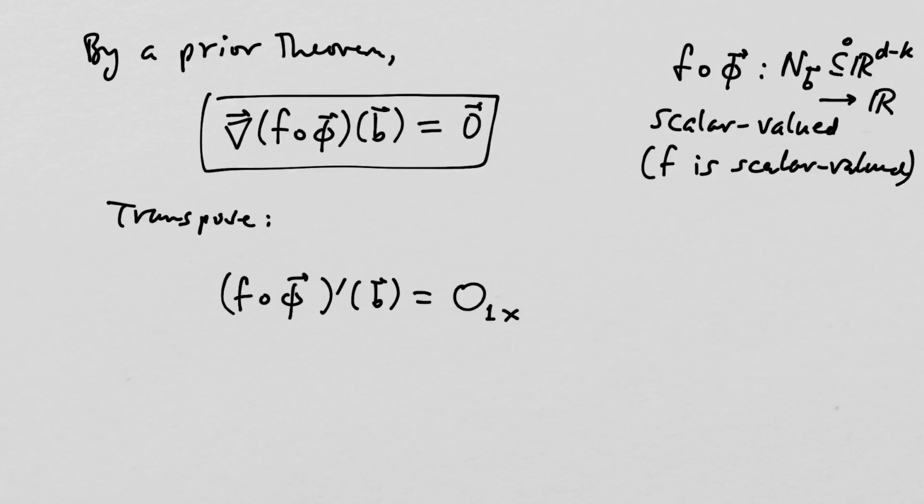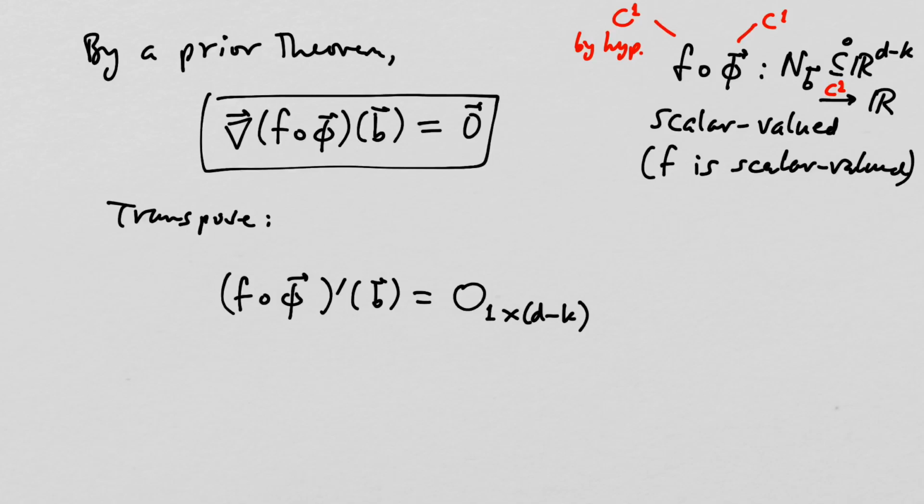Okay, and it's also C1, because it's a composition of two C1 functions. We know that this is C1, and we also know that f is C1 by hypothesis. That was one of the global hypotheses that we were given at the very beginning of the theorem. The chain rule theorem tells us that the composition of two C1 functions is another C1 function. Okay, anyway, so the derivative matrix is 1 by d minus k.